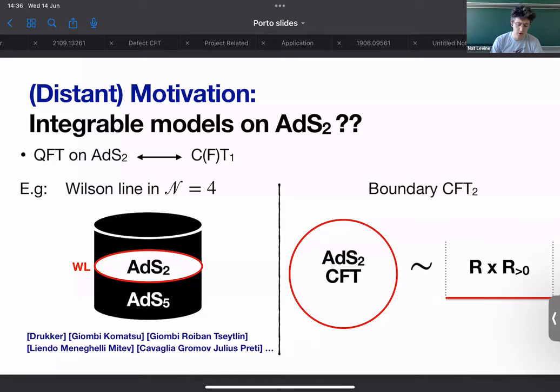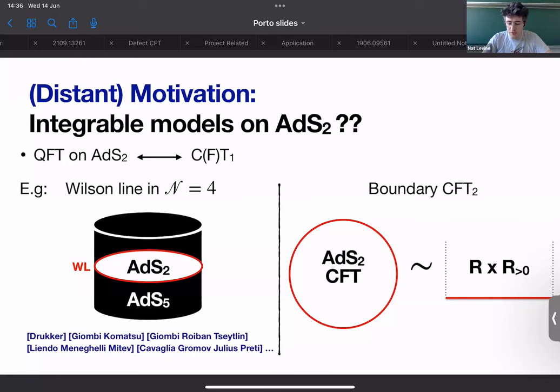So one example is related to the supersymmetric Wilson line in N equals 4 super Yang-Mills. Here the black cylinder is AdS5. The boundary is 4D flat space with N equals 4 on it. And now if you put a straight Wilson line in the flat space, then you get a defect CFT1 living on the Wilson line. And in the string picture, you get a dual effective quantum field theory on AdS2, which is essentially the minimal area string configuration whose boundary is this Wilson line in N equals 4.